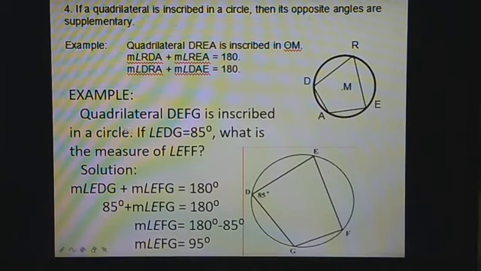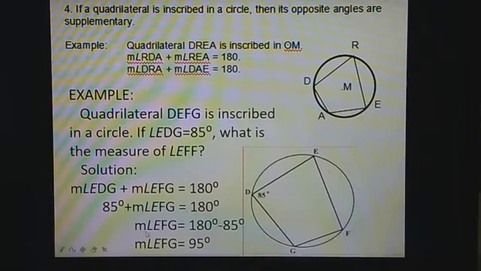The example is, we have here quadrilateral DEFG inscribed in a circle. So if angle EDG, this one, angle D, measures 85 degrees, what is the measure of angle EFG? So for our solution, we just substitute the measure of EDG, 85, plus the measure of the unknown angle EFG is equal to 180 degrees, because angle EDG and angle EFG are opposite angles of a quadrilateral inscribed in a circle. So the sum of these two is 180.